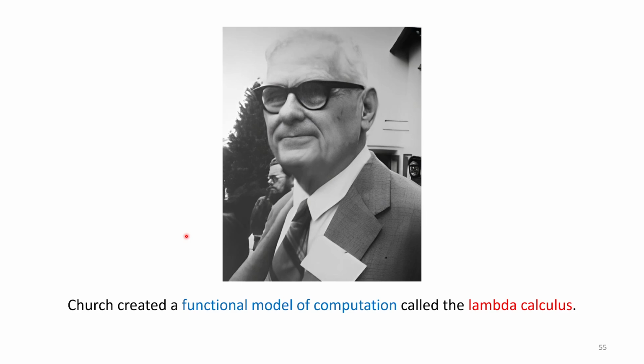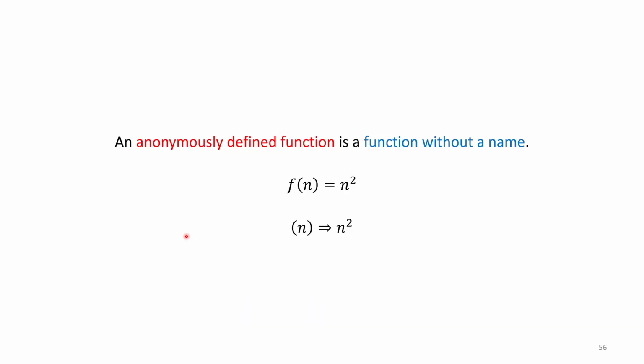Lambda functions are named after the lambda calculus invented by Alonzo Church. Lambda functions in most languages are also known as anonymous functions, and what makes them anonymous is that an anonymously defined function is a function without a name. So we might make a mathematical function here, f of n equals n squared.